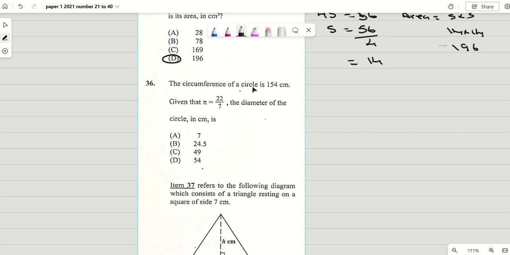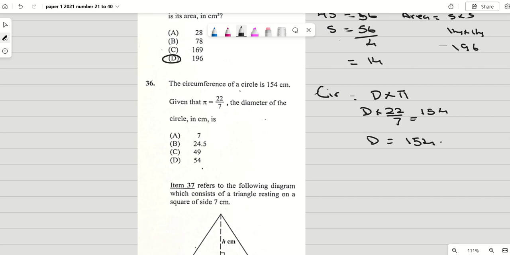Number 36, the circumference of a circle is 154 centimeters. Given that pi is 22/7, the diameter of the circle in centimeters is. Now, the circumference of a circle, if you do not know, is also a formula that is given in your formula sheet, but circumference of a circle is 2 pi r, or your diameter multiplied by pi. Right? They told you, so diameter multiplied by 22/7 is equal to 154. So your diameter would be 154 divided by 22/7. So your diameter would be 154 multiplied by 7 over 22, right?